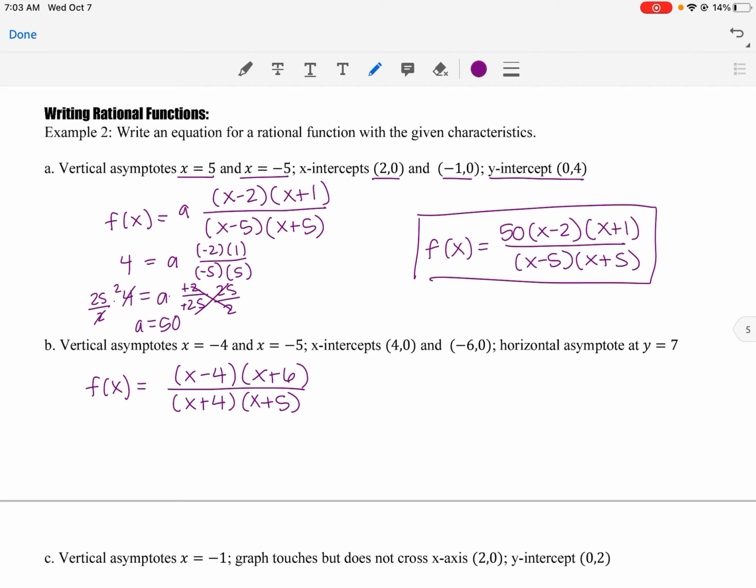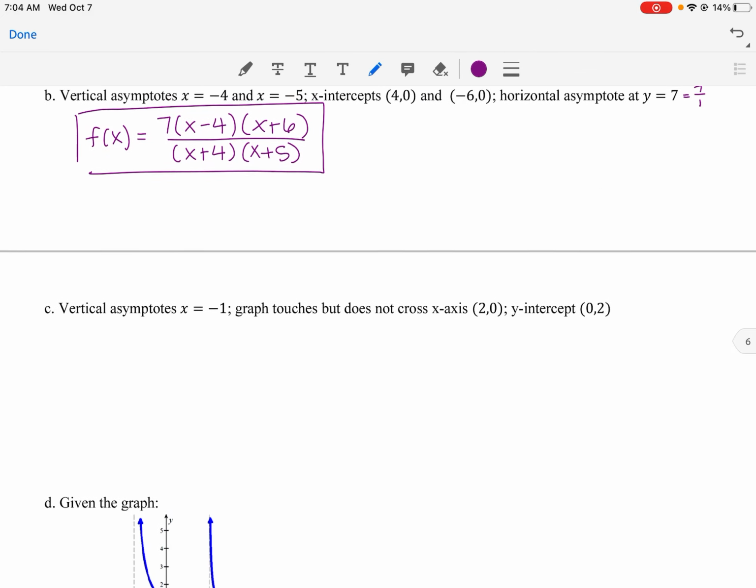This time it says you have a horizontal asymptote at y equals 7. So that means the degrees are equal, which in this case they are both degree 2, but it means that your leading coefficients are like a 7 over 1. So we need a 7 on the top. You could put a 1 on the bottom, but you don't have to. This will then give us the conditions that we wanted. Okay, let's go to the next one.